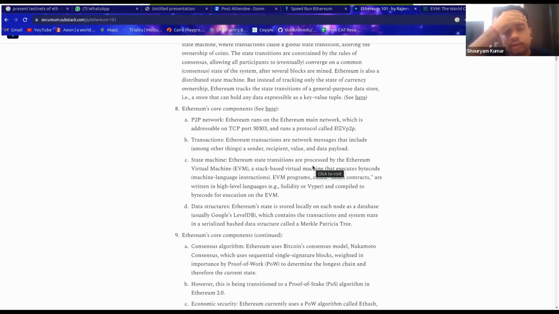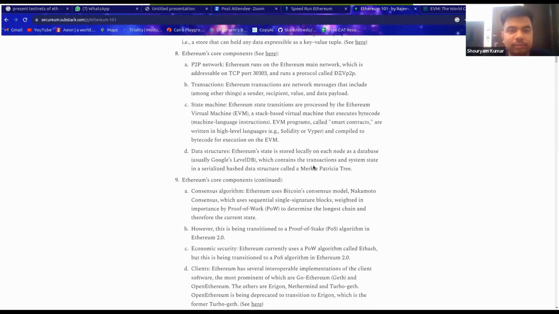Now, transactions. Ethereum transactions are network messages that include a sender, recipient, value, and payload. I guess Asutosh already covered it. State machine. Ethereum state transitions are processed by the Ethereum Virtual Machine, a stack-based virtual machine that executes bytecode. EVM programs called smart contracts are written in high-level languages, for example Solidity or Vyper, and compiled to bytecode for execution on the EVM.